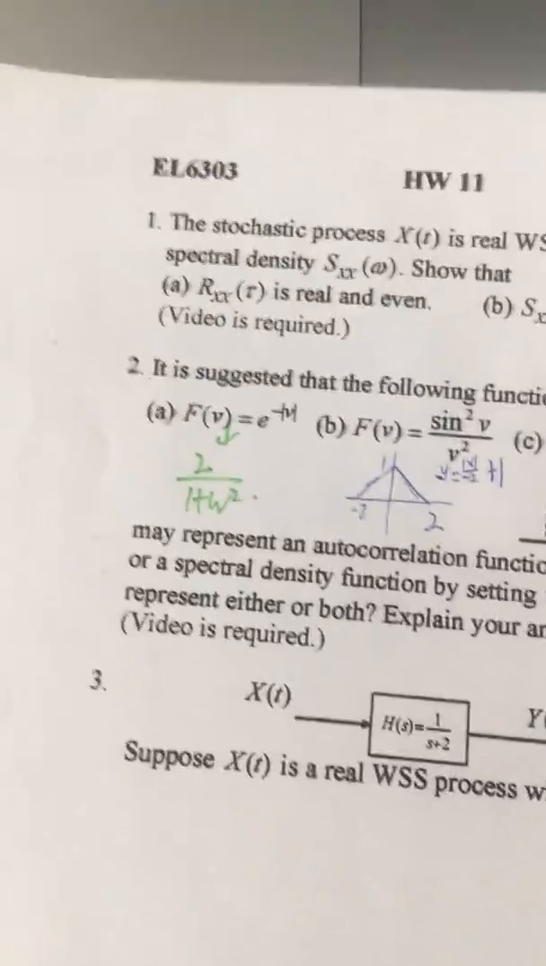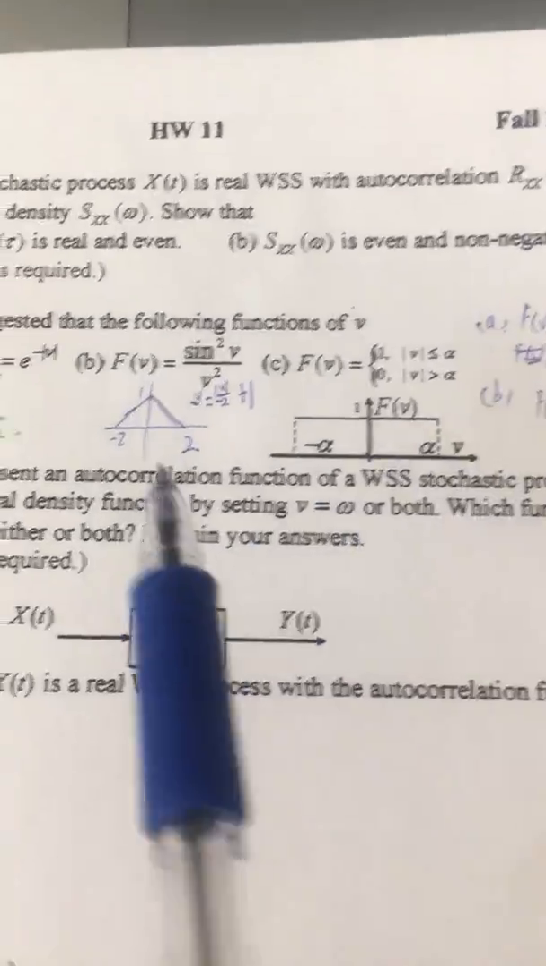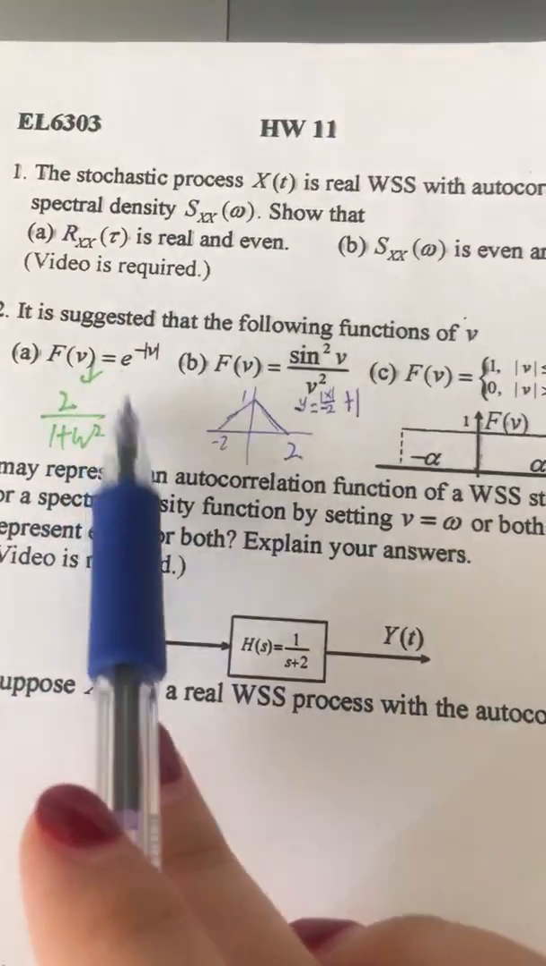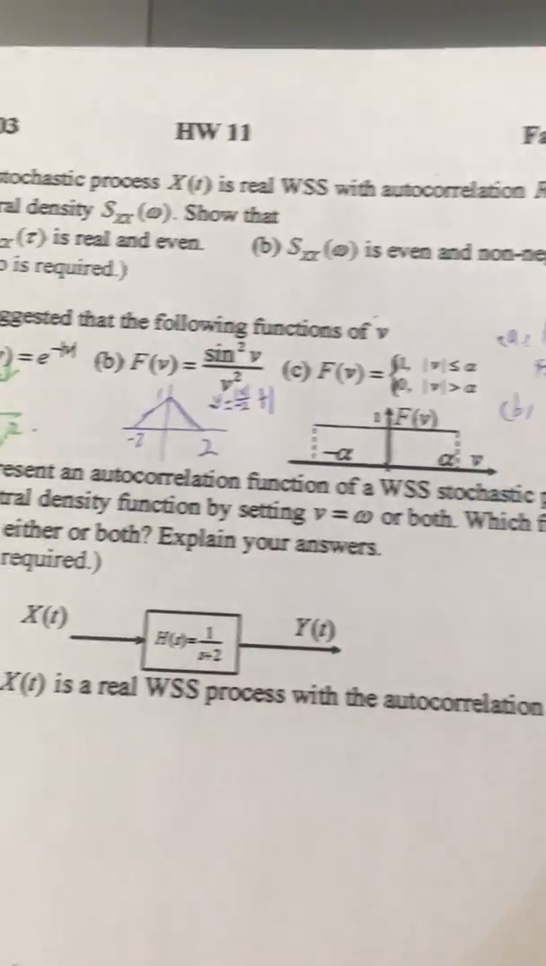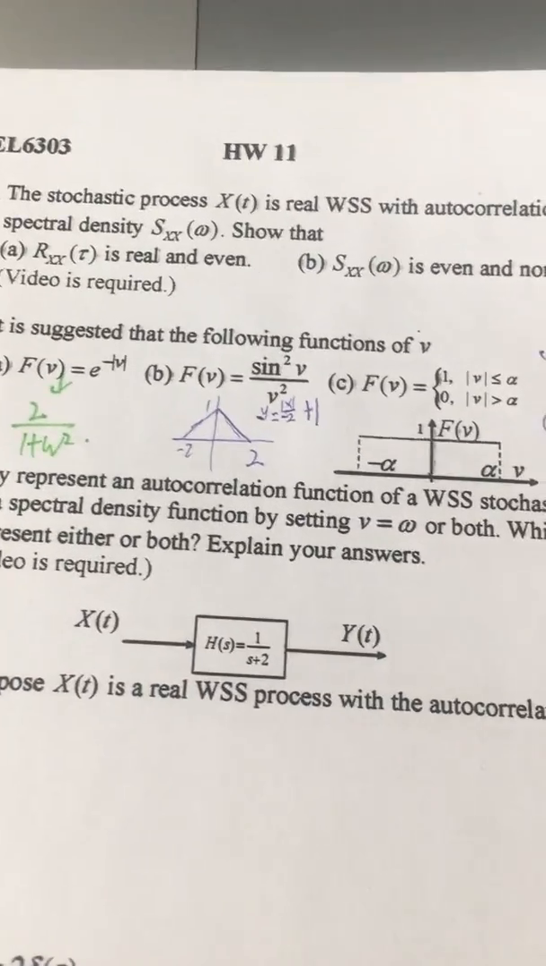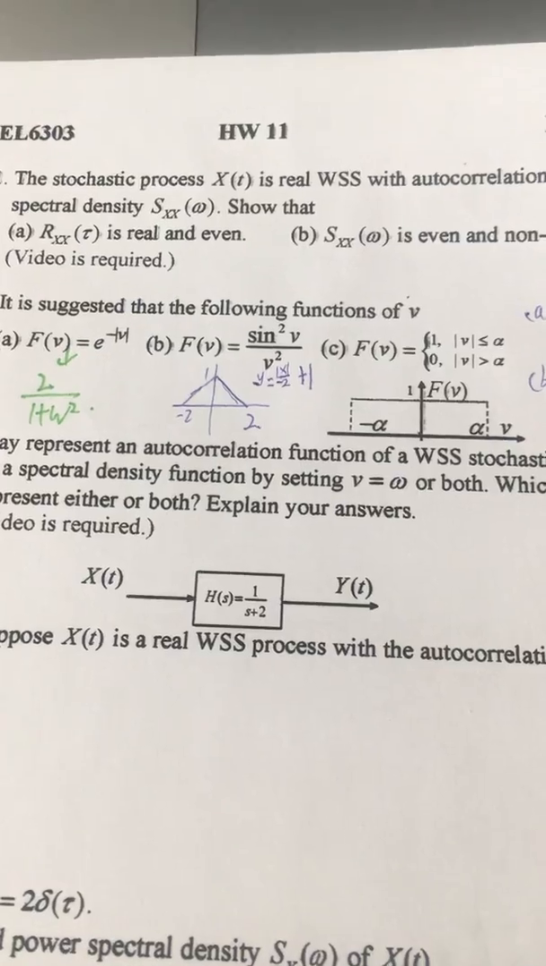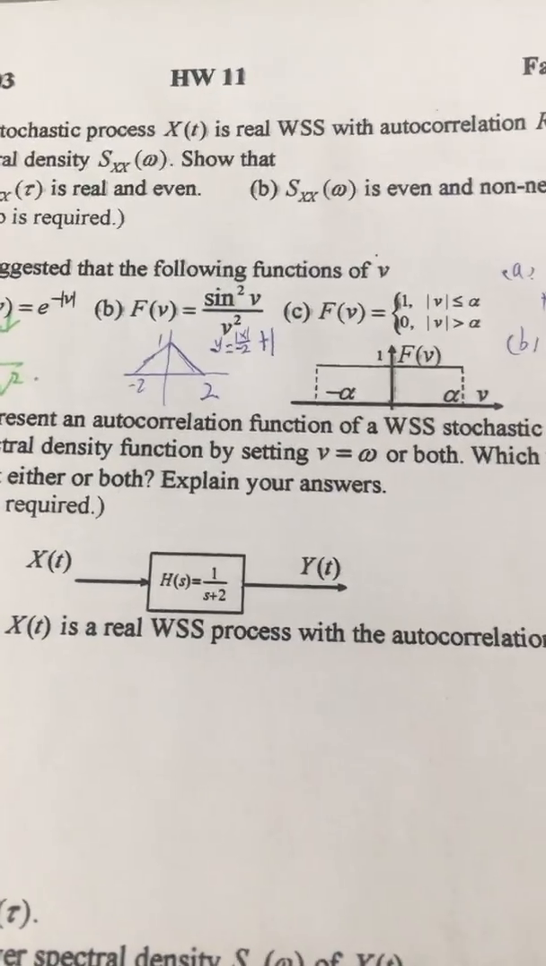This is the video for question 2. For this question, we know there are three functions. We need to prove or disprove whether each function can represent an autocorrelation function or a spectral density function.